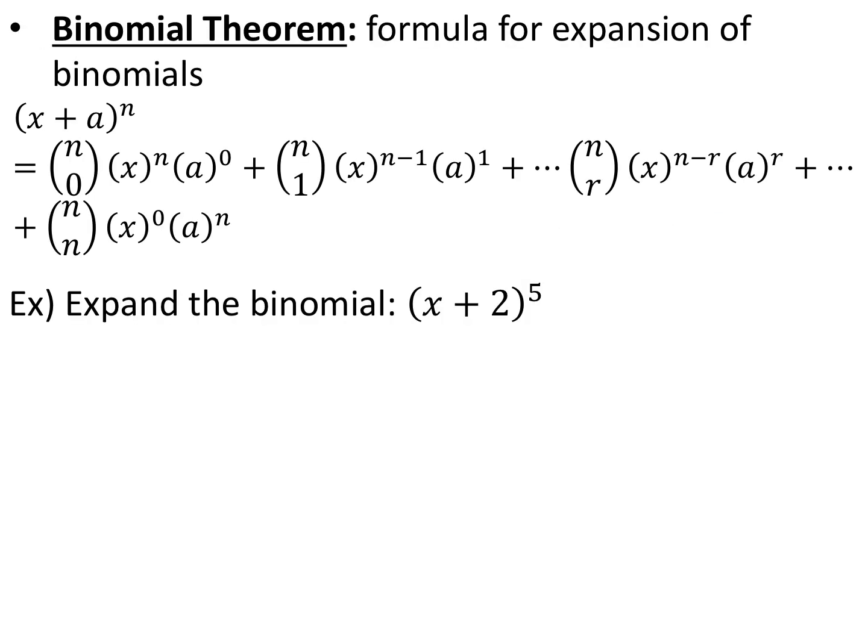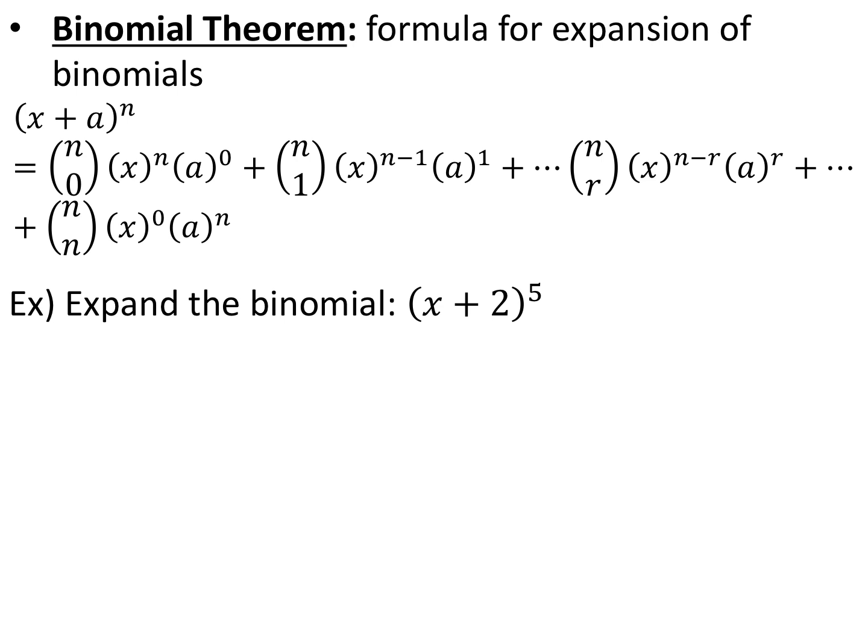So what the binomial theorem says is it's a formula for expanding binomials. So for example, if we have x plus 2 squared, that would be pretty easy just to multiply out. Even x plus 2 to the third would be pretty easy to multiply out. But if I asked you to expand x plus 2 to the 10th power, that would be a lot of multiplication. So the binomial theorem is a shortcut that helps us to multiply out these things.